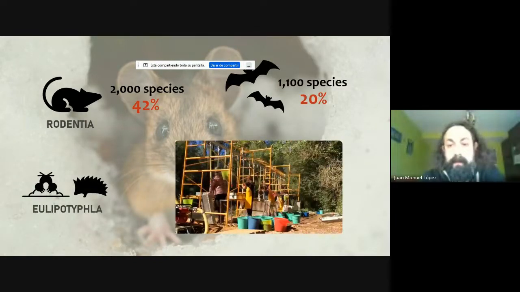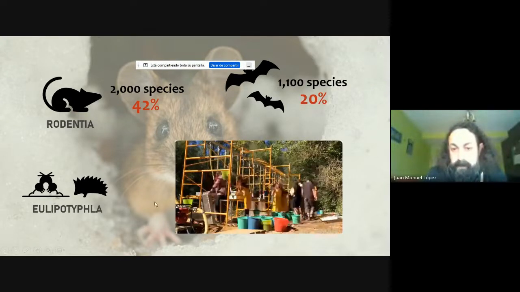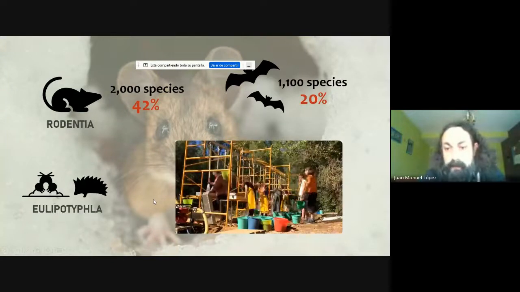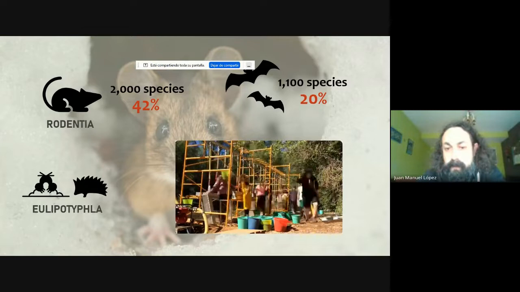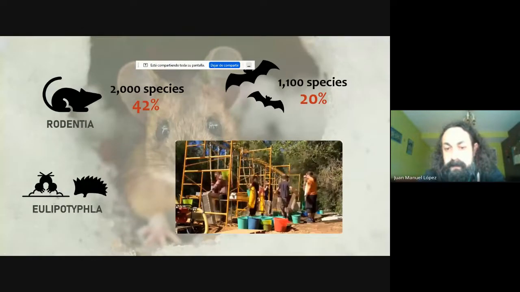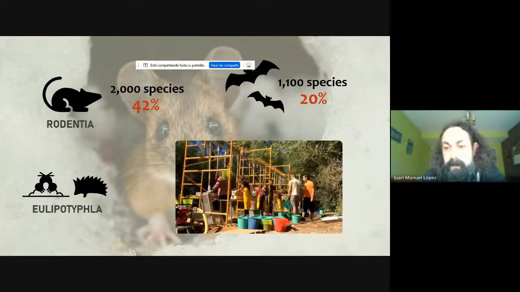Here is a picture of the screening. You can see quickly how to recover the sediments in an archaeological site. This is a video of Atapuerca.